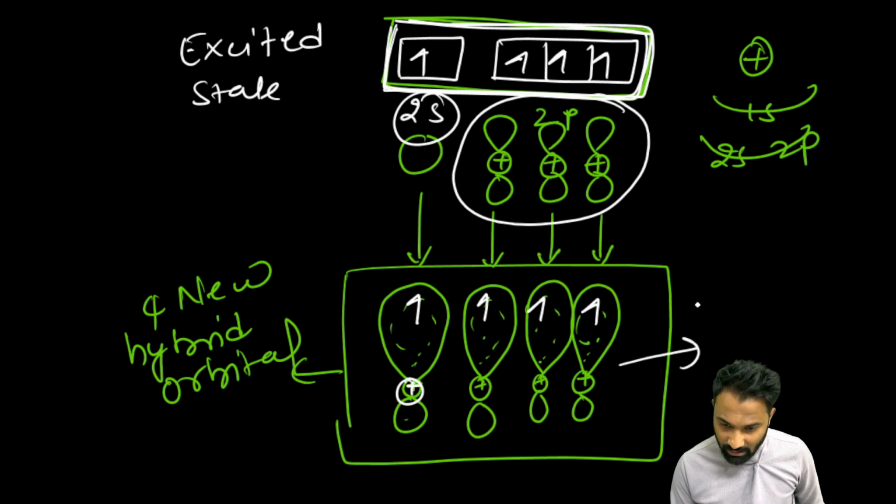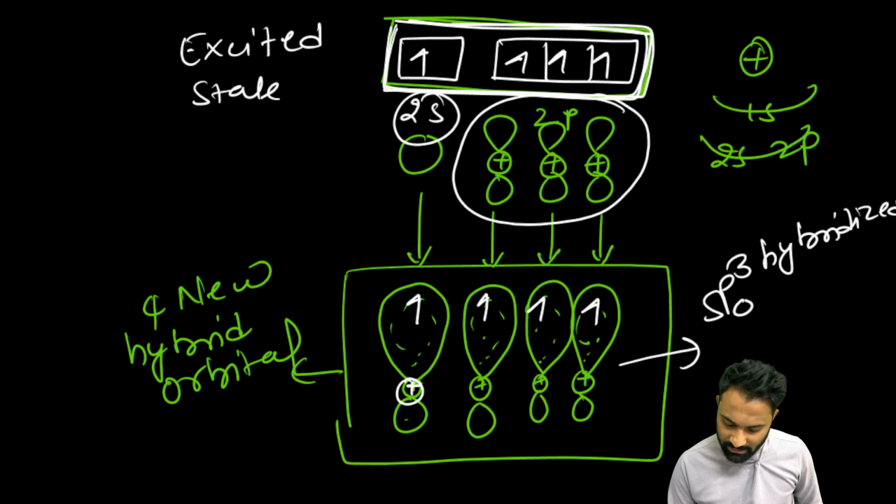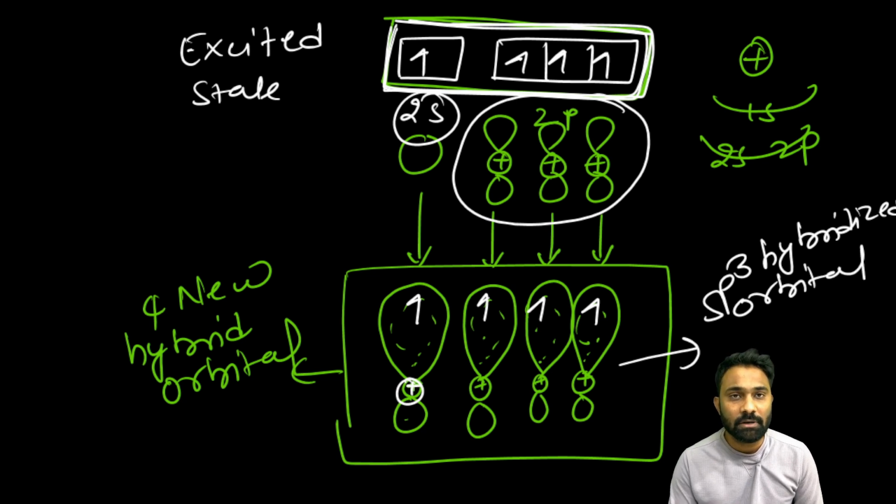So these orbitals we call sp3 hybridized orbitals. Clear? In this manner, sp3 hybridization has taken place. In the same way, how sp hybridization and sp2 hybridization happen, and sp3 I already explained.